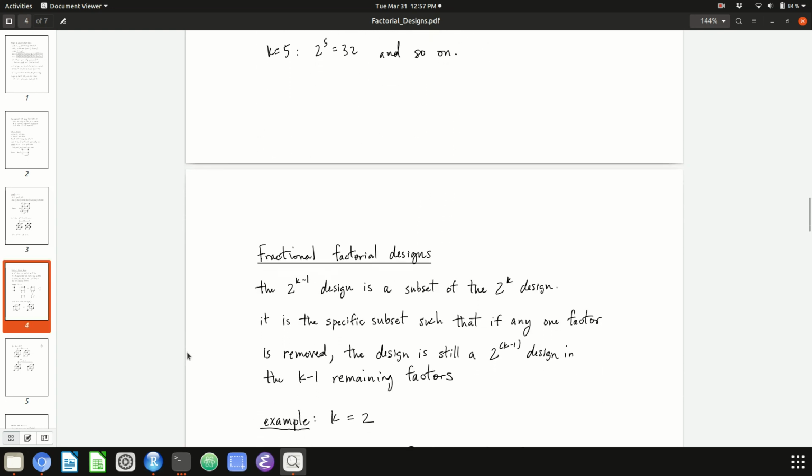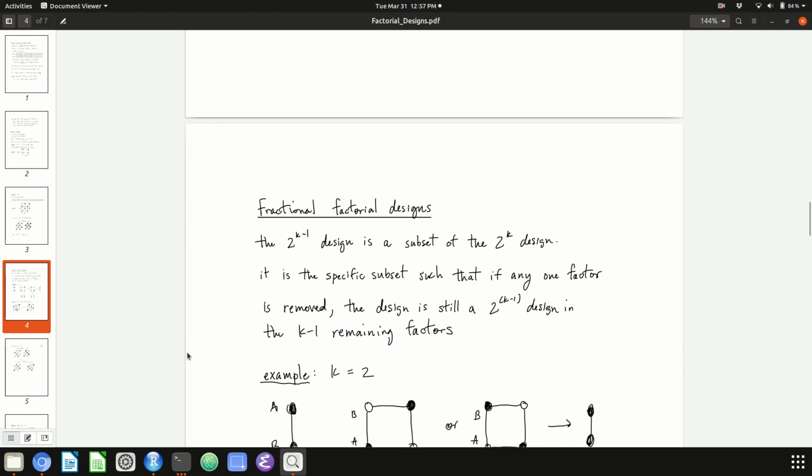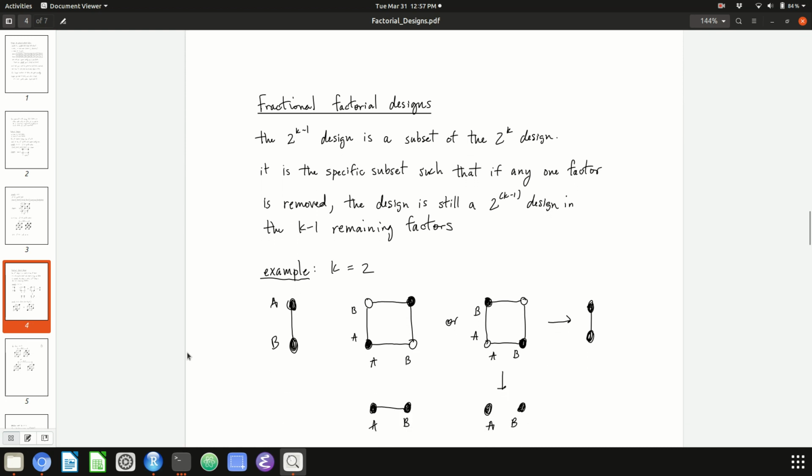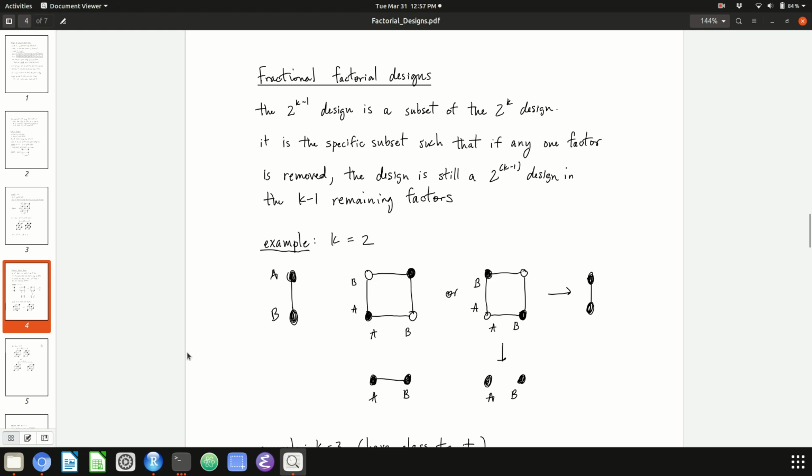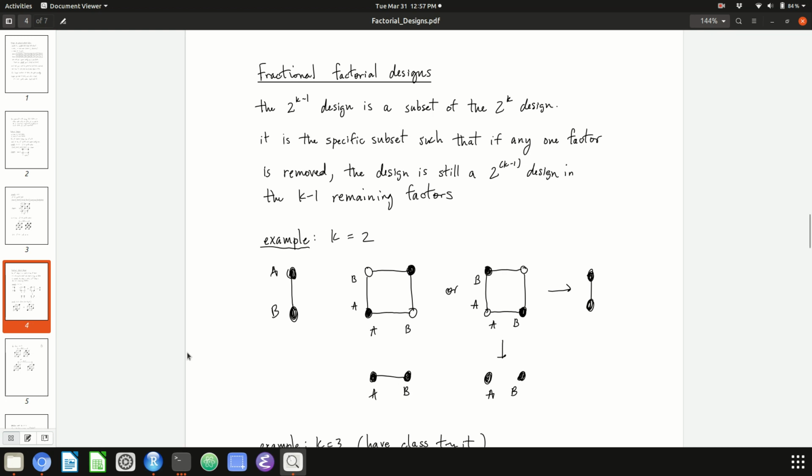Now, as you can imagine, if you had, for example, 10 factors you wanted to study, you would need 2 to the 10 units, which is 1024, which is probably too large for most settings. So the concept of a fractional factorial design is very useful here. All a fractional factorial design means is you take the 2 to the k design, which we also call the full factorial design, and we do a fraction of the runs of the full factorial design.